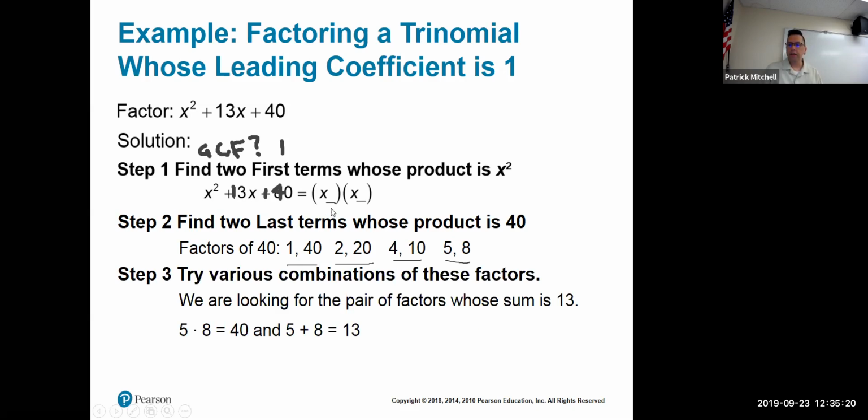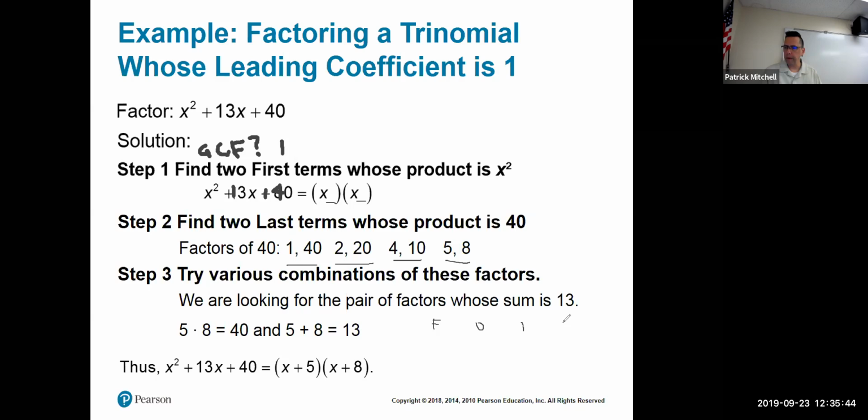Okay. So now instead of saying x something something, x something something, I can say that this factors as x plus 5, x plus 8. And I always encourage people to check those. The great thing about factoring, it's not always easy to do, but it is always easy to check. So this one you would check using FOIL, all right?